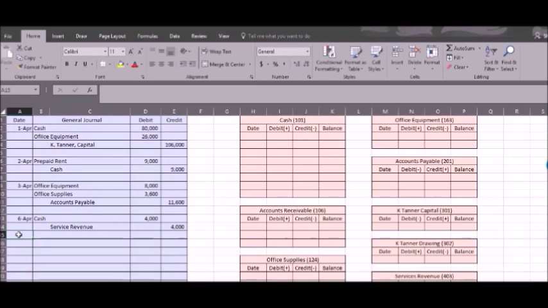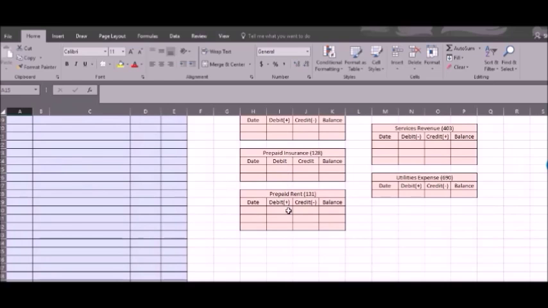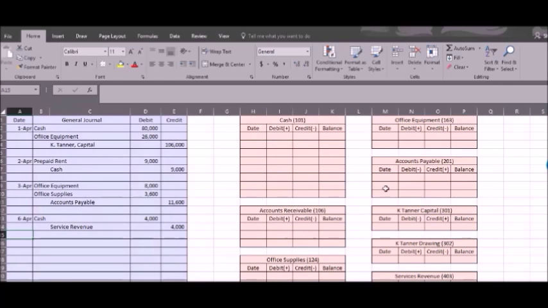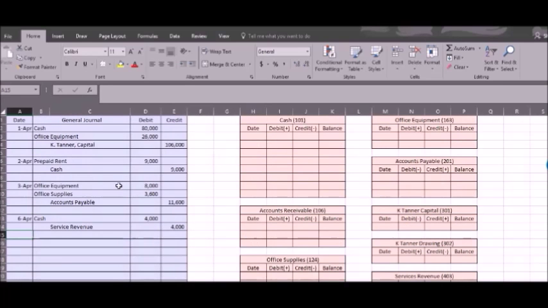One thing that I probably should have mentioned before we started is everything that goes in here has to be on that list of accounts they gave us in instruction number 2. And if you look over here on this side of the worksheet, you'll see I have ledger accounts for cash, accounts receivable, office supplies, prepaid insurance, prepaid rent, office equipment, accounts payable, K-Tanner capital, K-Tanner drawing, service revenue, and utilities expense. Those are the only words that can go in this journal, because all of these transactions eventually have to come over to this general ledger. So that's where we are. Let's get back to our transactions.